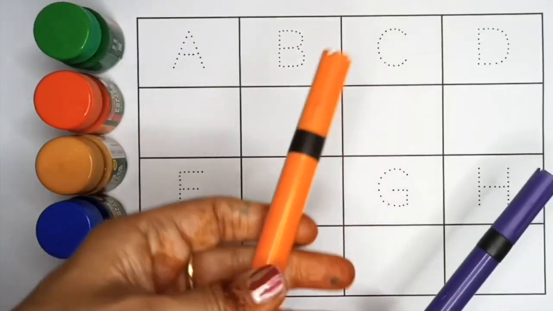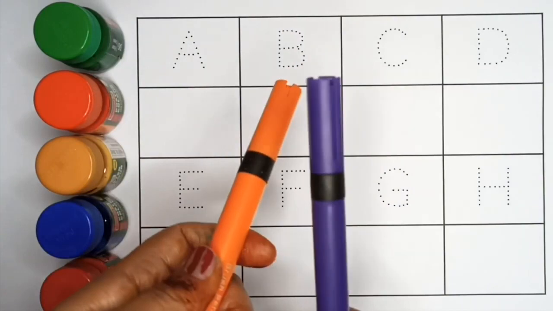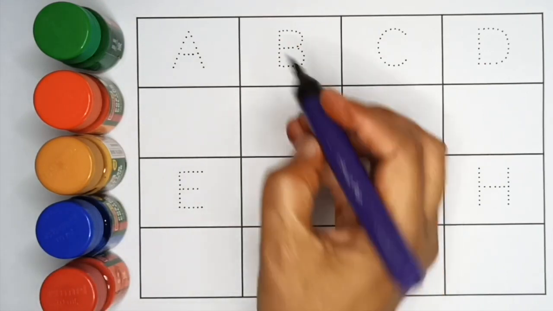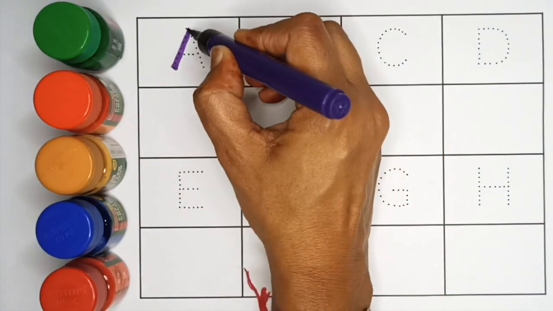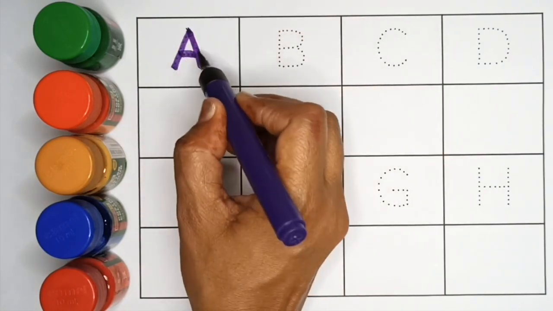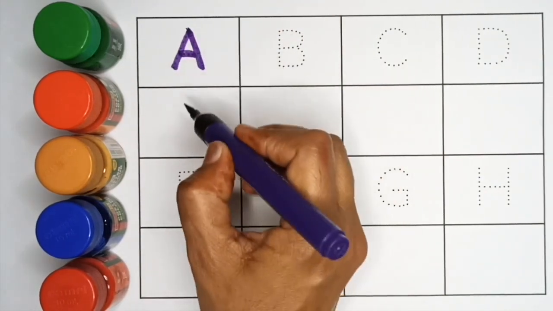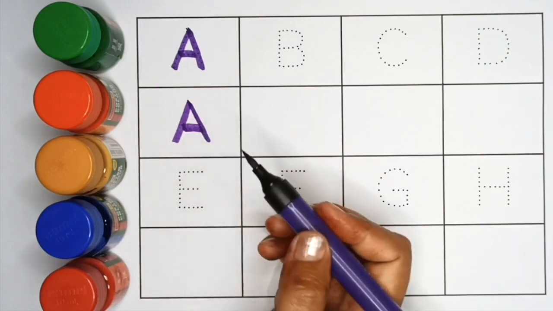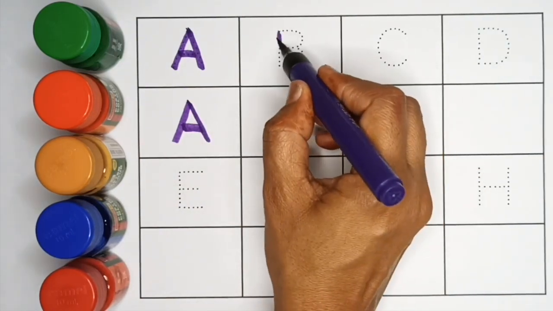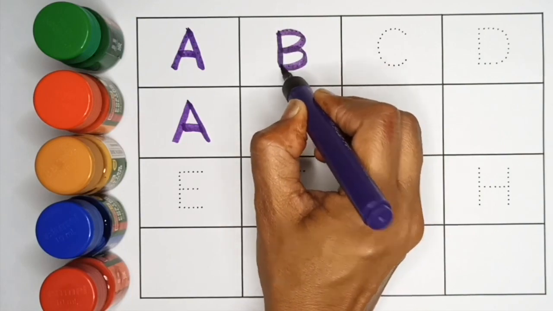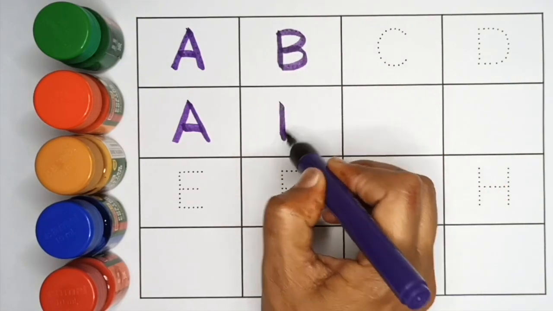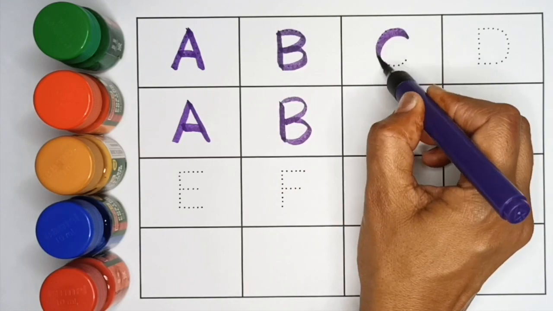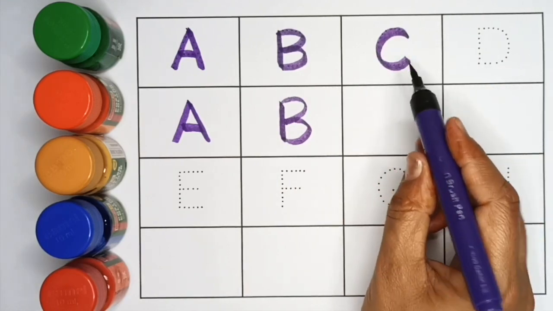Violet color. Orange color. Orange, violet. A. A for apple. B. B for ball. C. C for cat.